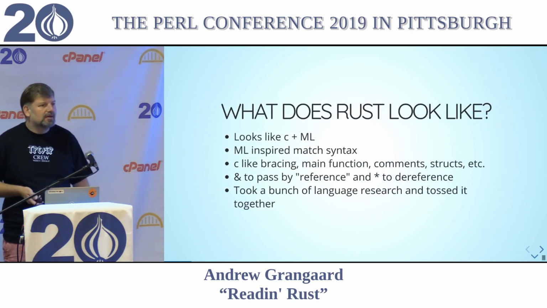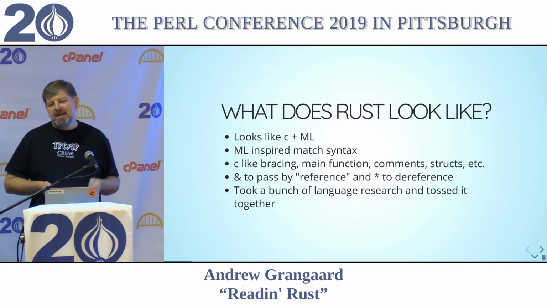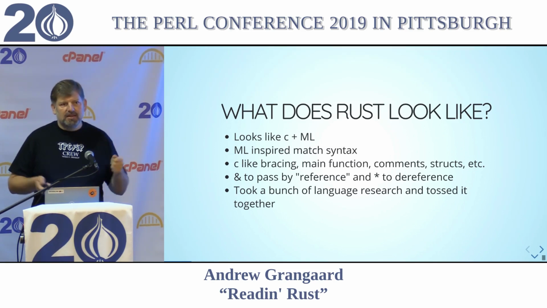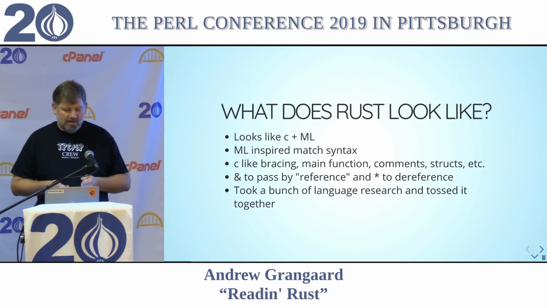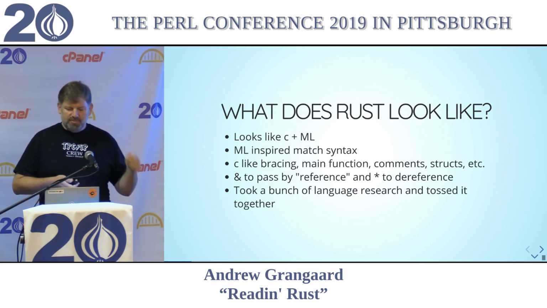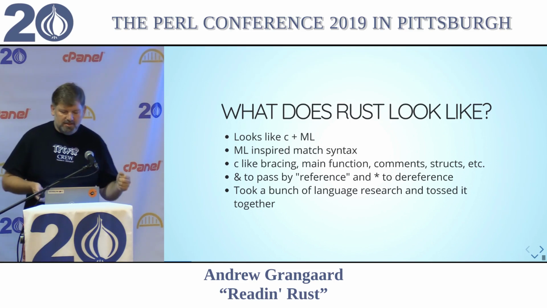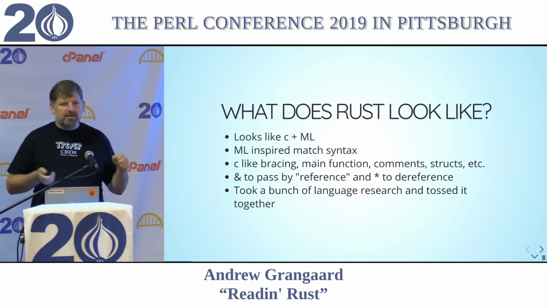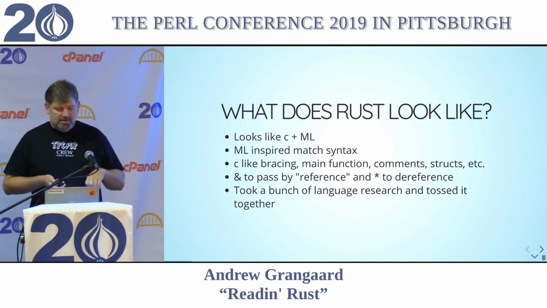So what does it look like? It was originally meant as a C-alike, so it inherits a lot of things from C, plus some ML. That's sort of where they have to match syntax, but a lot of things will look familiar to a C programmer. Bracing, you need a main function, you use C-style comments. It's a struct-based language rather than an object-based language. You use an ampersand to get a reference. You sometimes use a star to dereference.